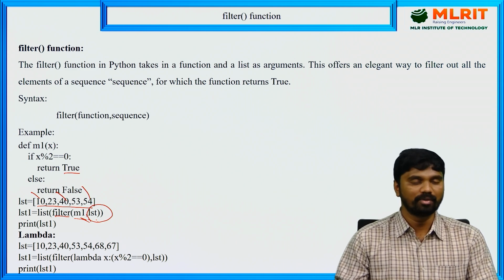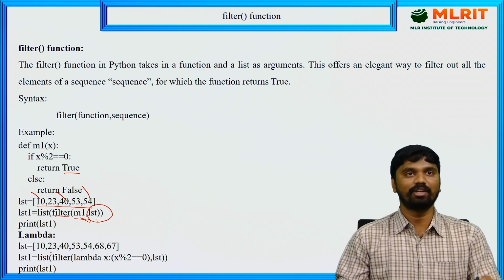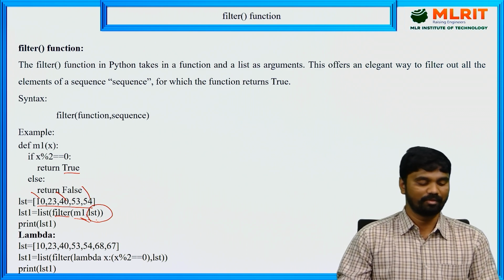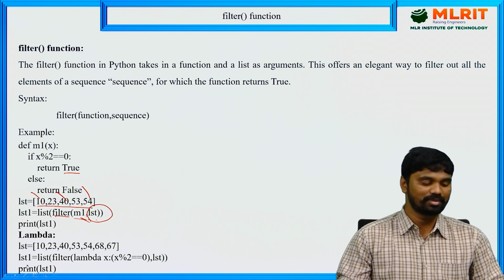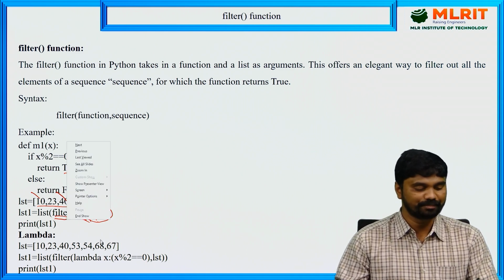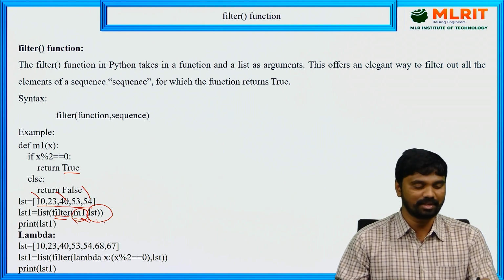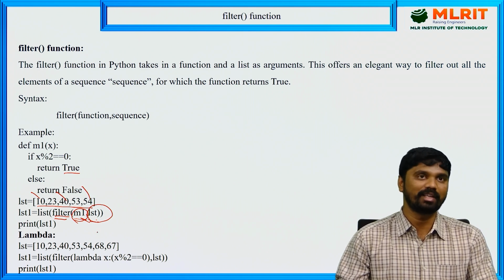So now whatever the values are returning the true value, those values will be filtered. By using which function? Filter function. Within this filter function, we pass that M1 function and then list. Now, whatever the elements, those elements are going to be printed in list format.